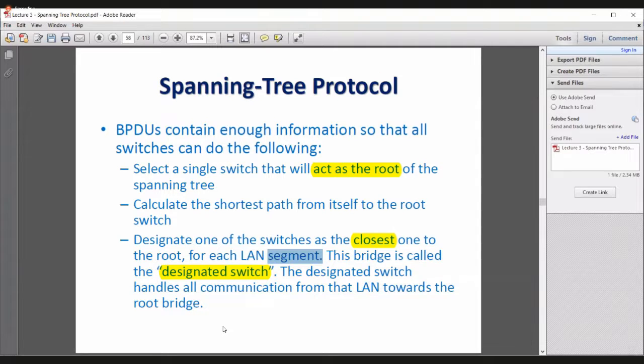So we are not reaching the root. It is not possible to reach the root. In an actual networking environment, the root is not reachable without going through the designated switches. The designated switch handles all communication from the LAN towards the root bridge. There is no other way to reach the root bridge or VC without going through the dean. That is the understanding.